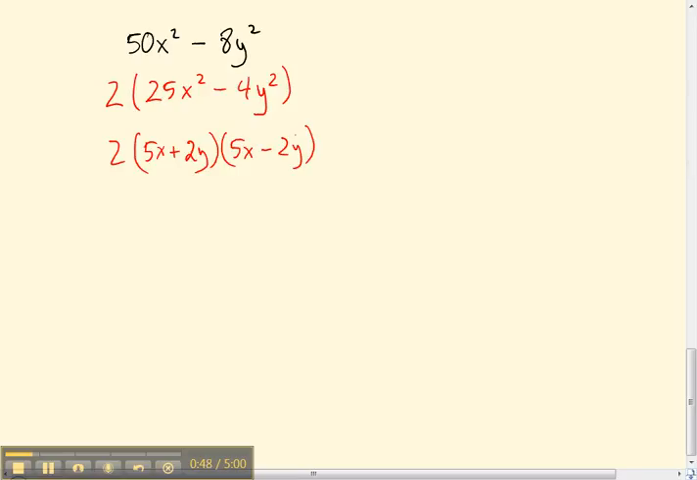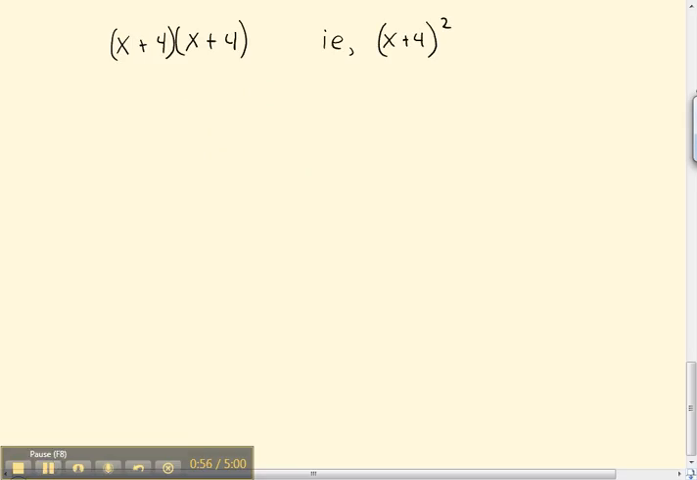Okay, so that's difference of squares. Nice and easy. Let's look at the next one, which is a perfect square. A perfect square is where we take a binomial and we square it. So x plus 4 times x plus 4. If you do the binomial expansion, you get x squared plus 8x plus 16. Let's look at a couple of other ones and see if you can find a pattern here.